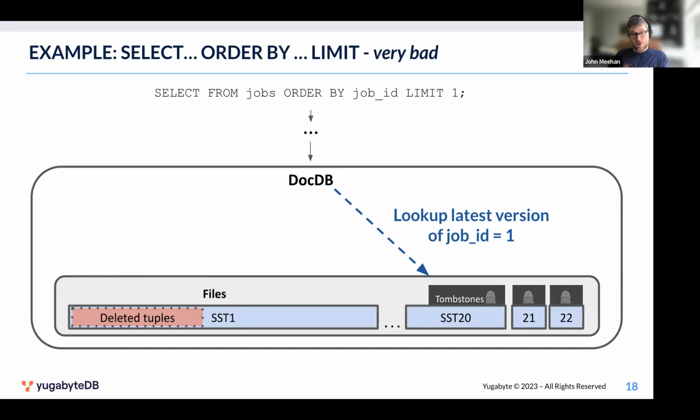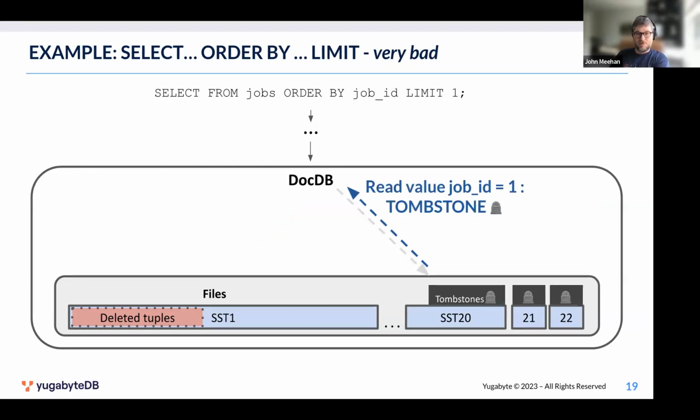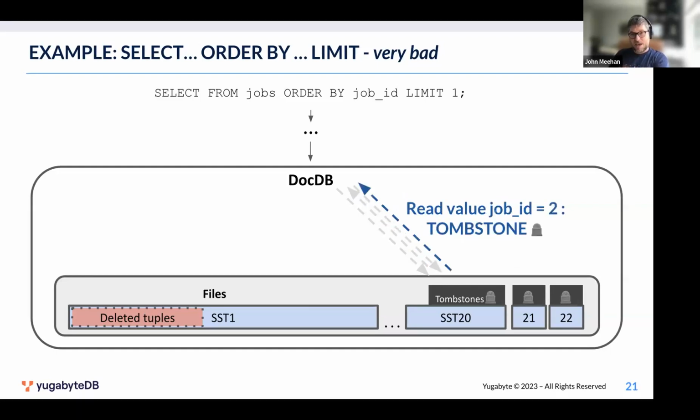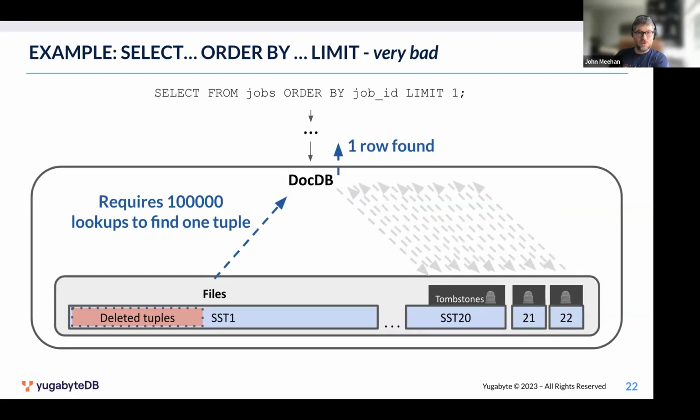Where this gets really bad, however, is if you have a query like select, order by, and limit. In this case, let's say we're trying to find the earliest live job ID. And again, remember that this table is indexed on job ID. So ideally, this would be no problem and just a point lookup. What happens in practice, however, is that we first look up job ID of 1, and we see that job ID of 1 has been tombstoned, at which point we have to go back down to the storage level and look up job ID of 2. And you can see we have to go back and forth again and again, leading to essentially 100,000 lookups to find that one single tuple, which obviously has quite a bit of read amplification associated with it.